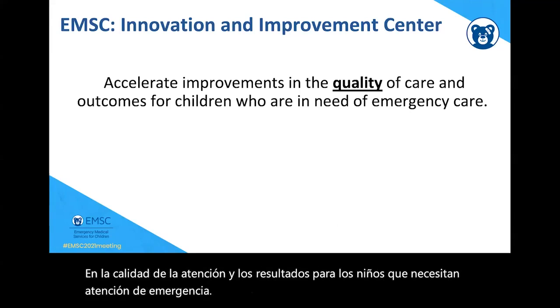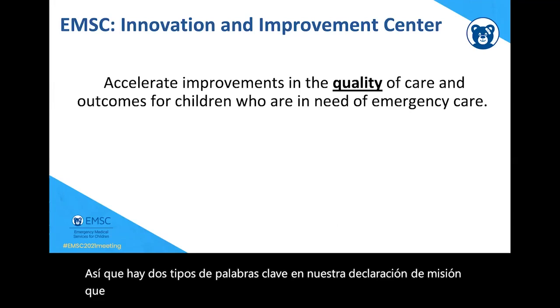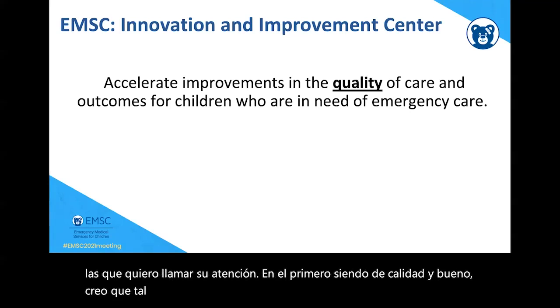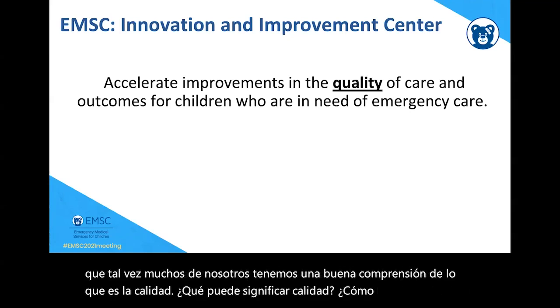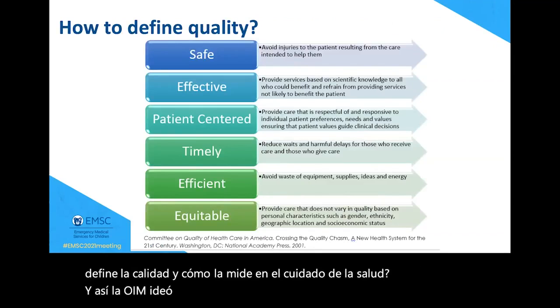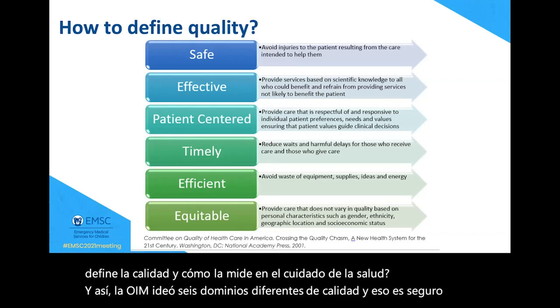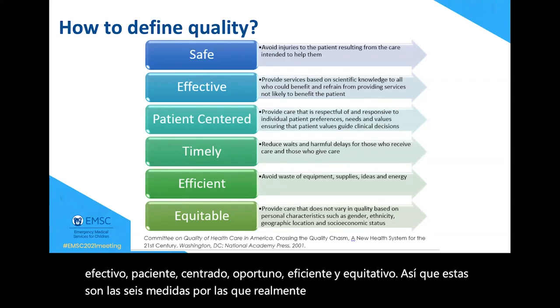So there's two key words in our mission statement that I want to draw your attention to, and the first one being quality. And while I think maybe a lot of us have a good understanding of what quality is, what quality can mean, how do you define quality and how do you measure it in healthcare? And so the IOM came up with 6 different domains of quality, and that is safe, effective, patient-centered, timely, efficient, and equitable.